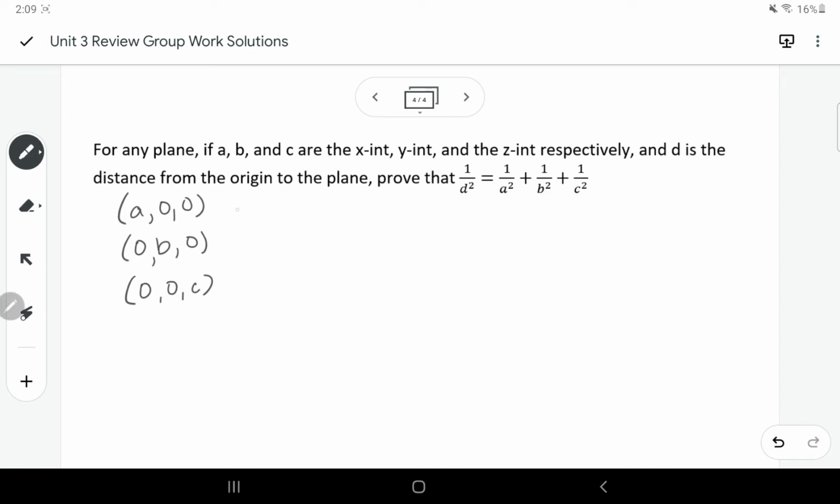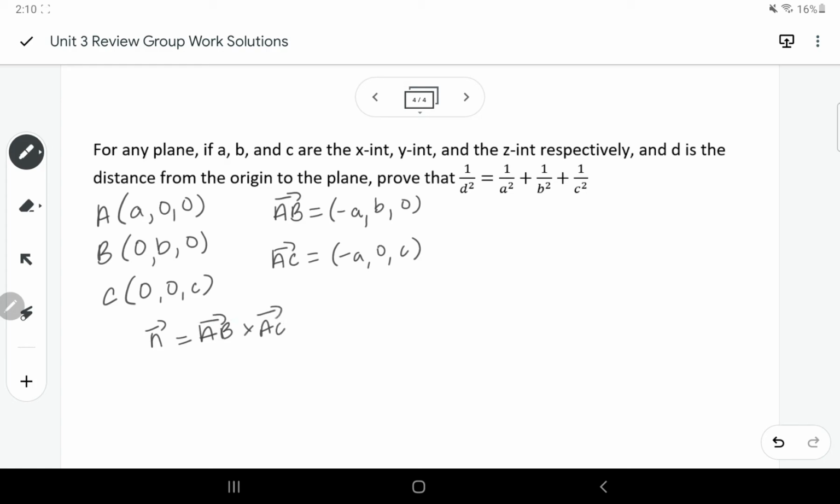So let's say points A, B, and C. I'm going to find AB. I need two direction vectors. These are just points. So that will be negative A, B, 0. And let's do AC. Again, negative A, 0, and C. So now I know that the normal is going to be AB cross AC. So I'll do the cross product here. Negative A, B, 0. Negative A, 0, C.